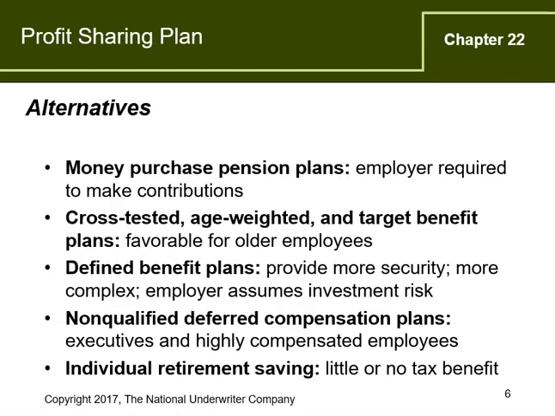Some alternatives: a money purchase pension plan, where the employer is required to make a contribution; cross-tested, age-weighted, and target benefit plans, favorable for older employees. Defined benefit plans provide more security, but they're more complex, and the employer assumes the investment risk. Non-qualified deferred compensation plans, for executives and highly compensated employees. Individual retirement savings, with little or no tax benefit.